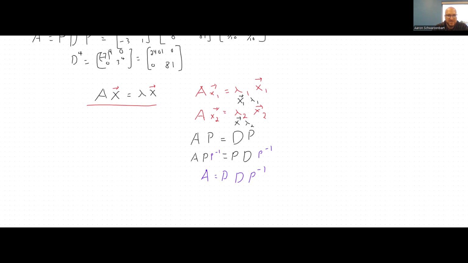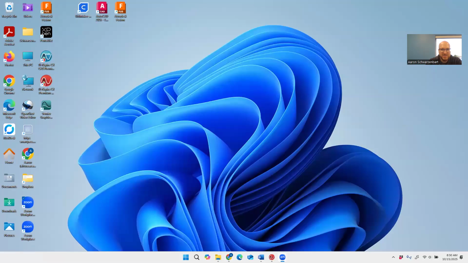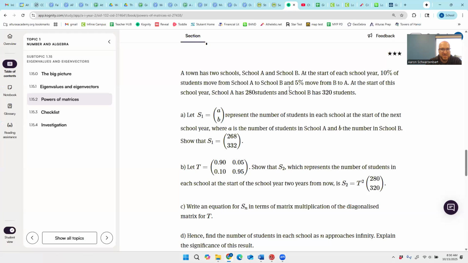Okay, we're gonna go to the screen and look at the book for these last ones. These are a few applications of this. So a town has two schools, school A and B. Start the year, 10% of the students move from school A to school B and 5% move from school B to school A. School A has 280 students, school B has 320.